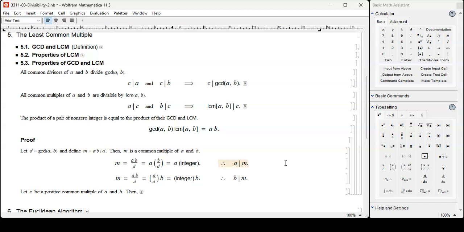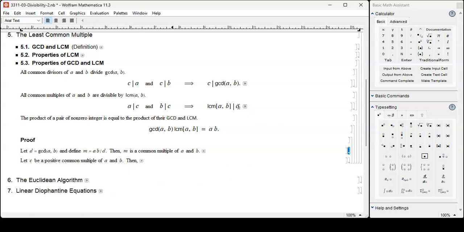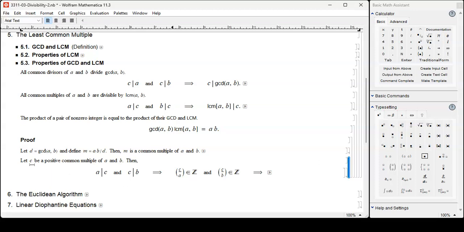On the other hand, D divides A, so A over D is an integer. So this is an integer times B, so B divides M. What do we have? M is a common multiple of A and B. Now, is it the least common multiple? Well, we can use a previous property. Let C be any positive common multiple. Then A divides C, and excuse me, there's a typo, common multiple, B divides C.